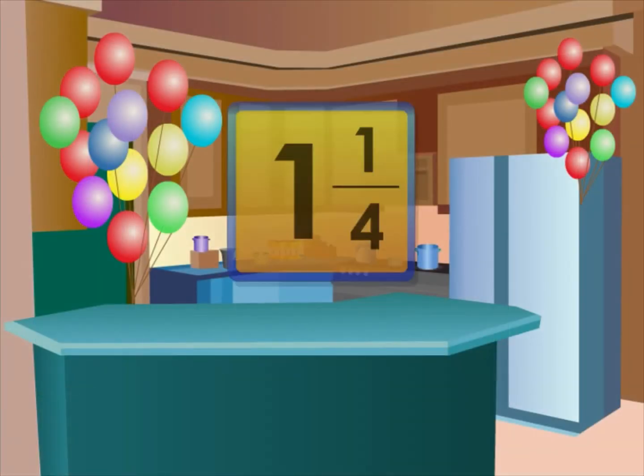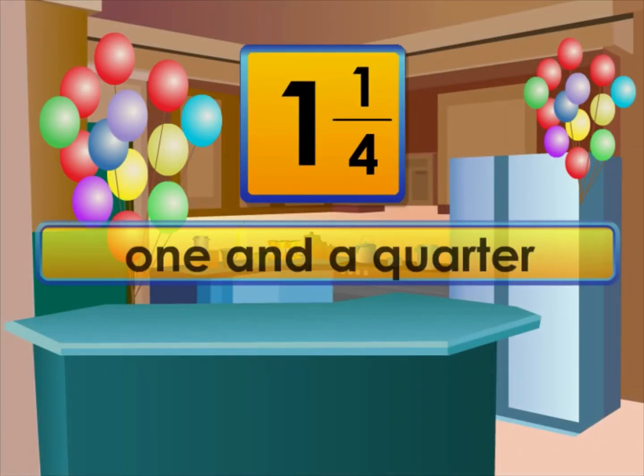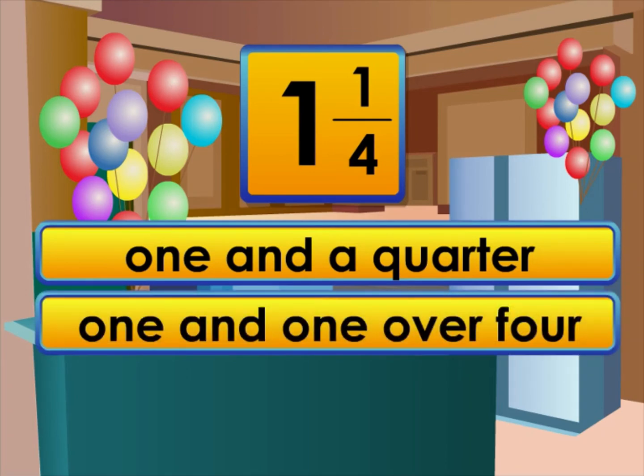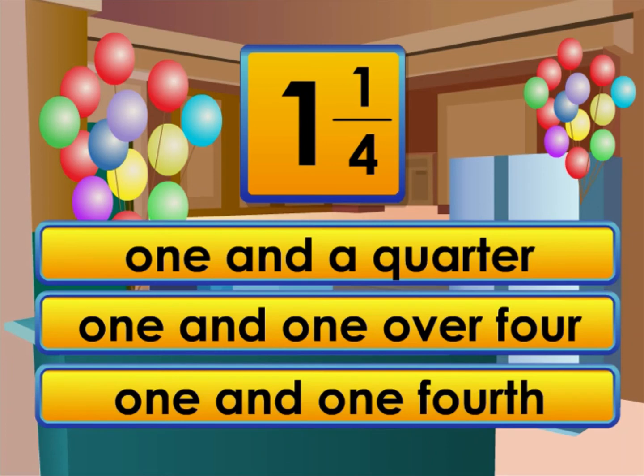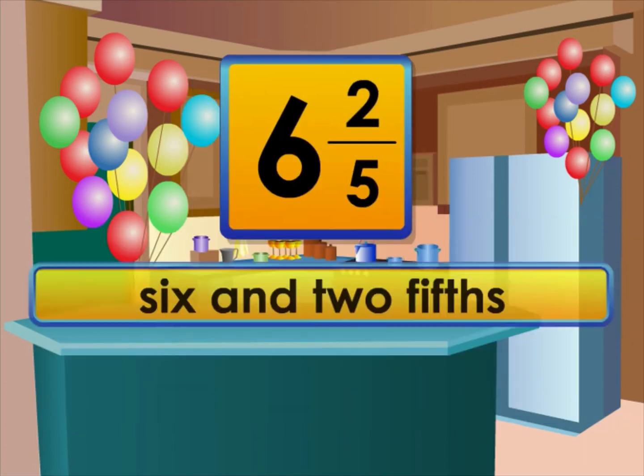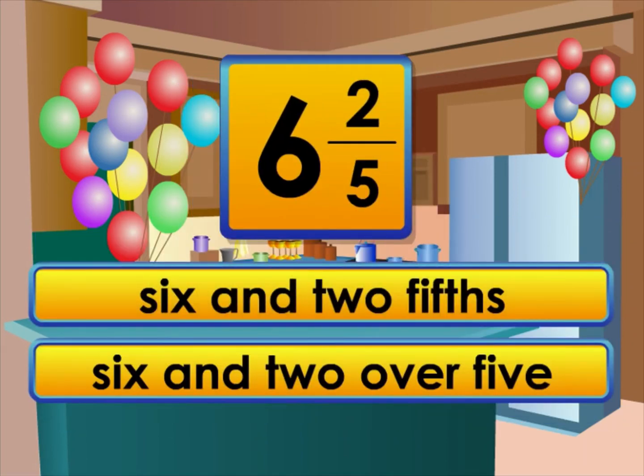Let us read the mixed numbers shown. This is 1 and 1/4. We write this as 1 and 1/4. This is 6 and 2/5. We write it as 6 and 2/5.